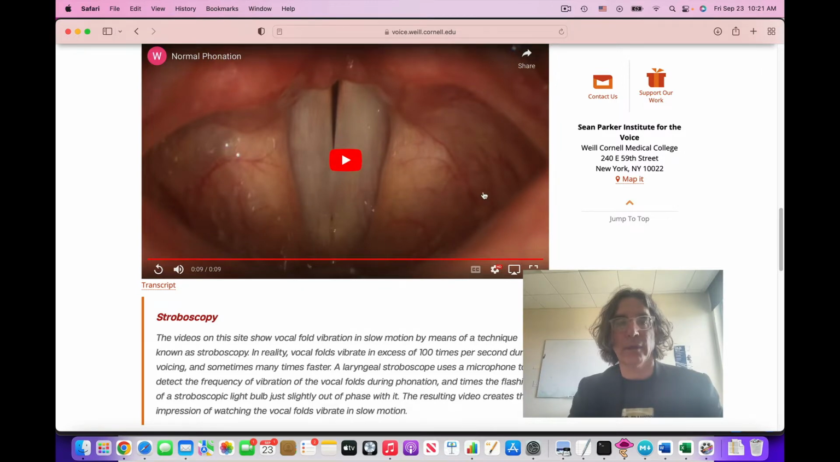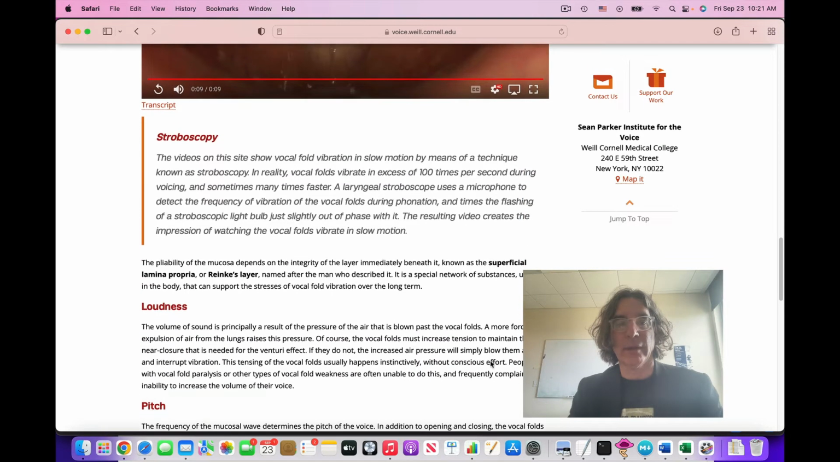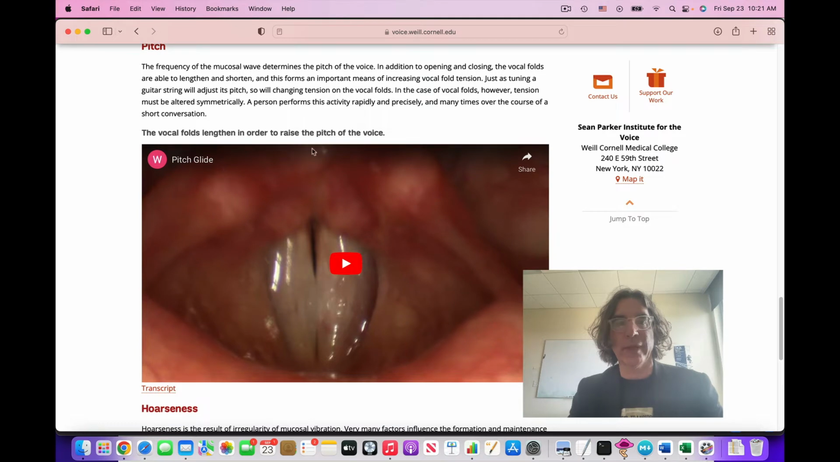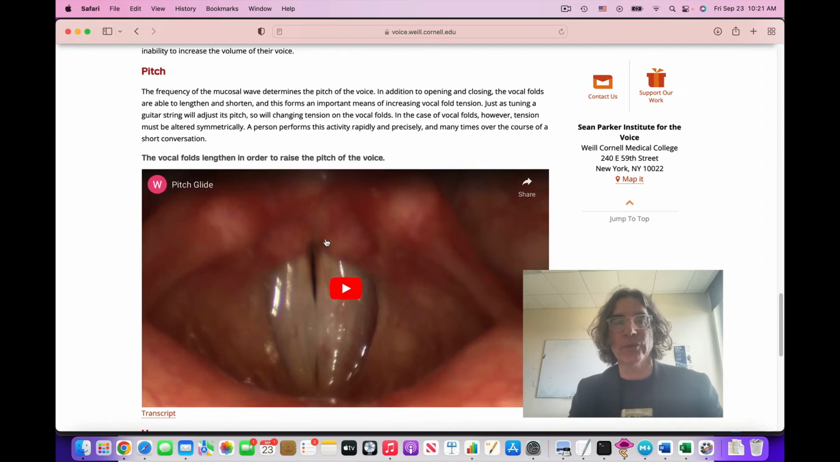And now we'll take a look at the vocal folds vibrating at different pitches. And as it says here, the vocal folds lengthen, they're stretched, in order to raise the pitch of the voice, and this is just like a guitar string. As you tighten a guitar string, it raises its pitch, and so lengthening the vocal folds will be tightening them. As it says here, this is done in human speech incredibly rapidly, much more precisely and rapidly than one could ever do tuning a guitar string or something like that. Anyway, here we'll see the change in vocal fold vibration at different pitches. Again, remember that this is slowed down by stroboscopy.